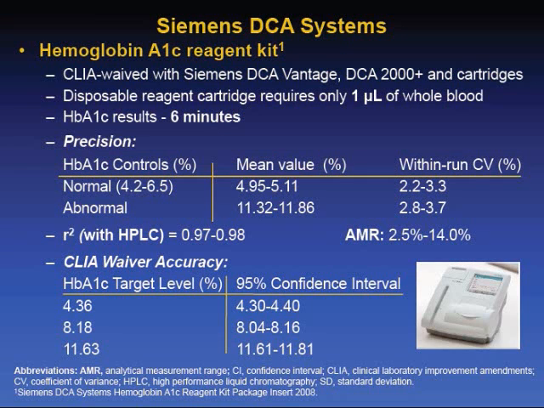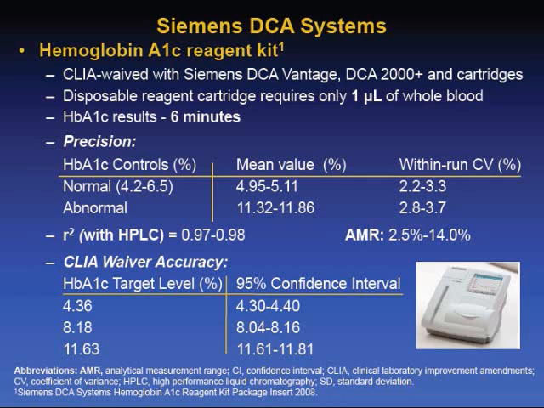The Hemoglobin A1c reagent kit by Siemens is to be used with the Siemens DC Advantage, DCA 2000 Plus, and Siemens cartridges. The test is only CLIA waived when used with these devices. The disposable reagent card requires only 1 microliter of whole blood, which is to be inserted into the portable instrument pictured on the slide. The results take only 6 minutes.